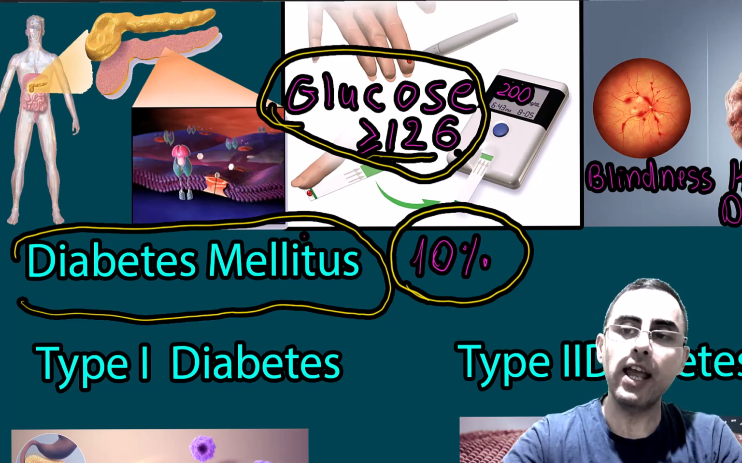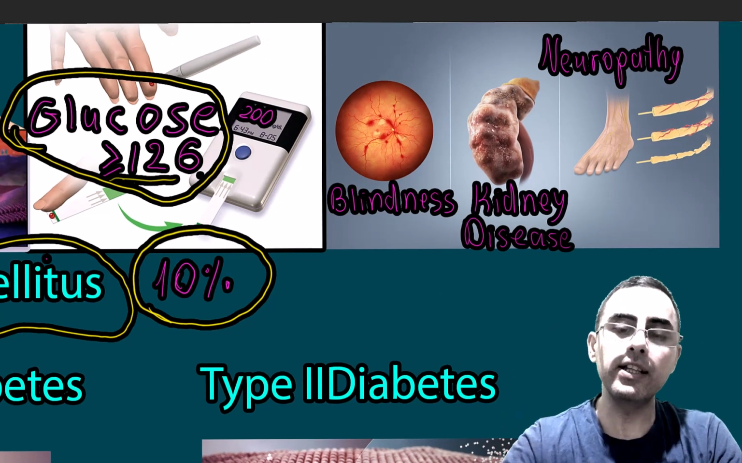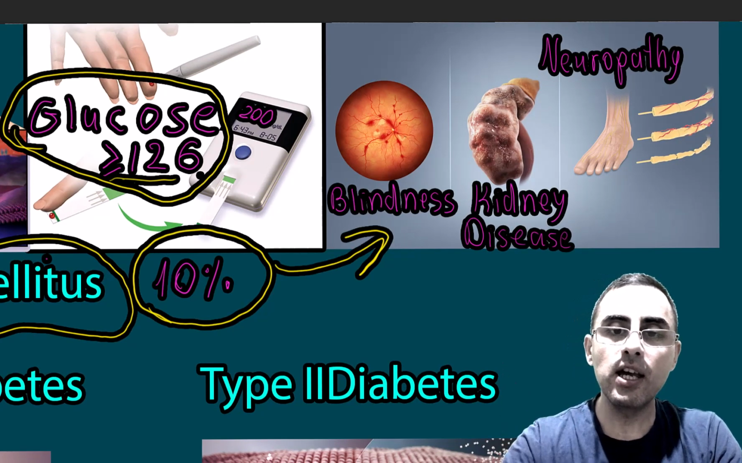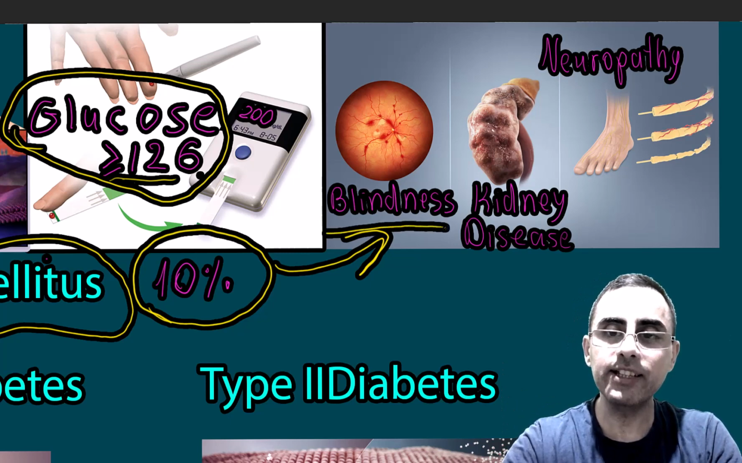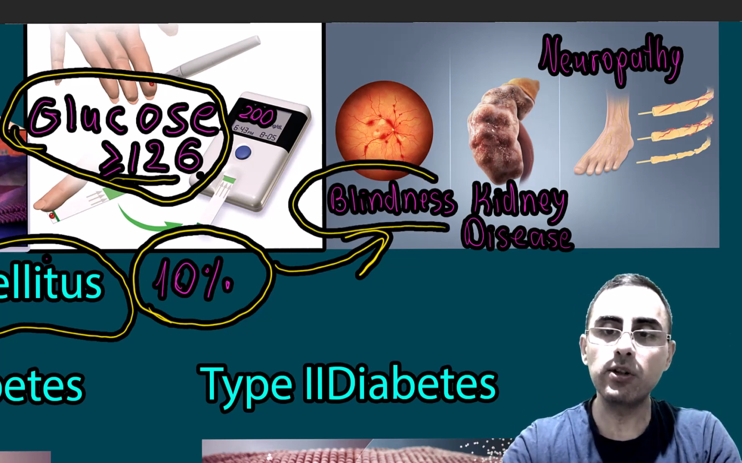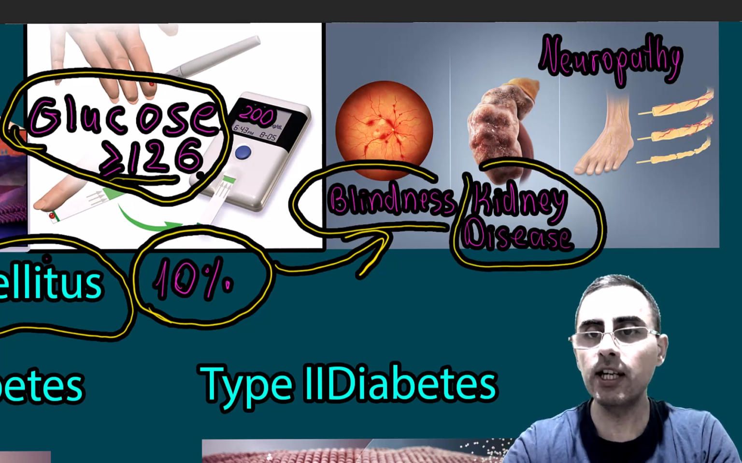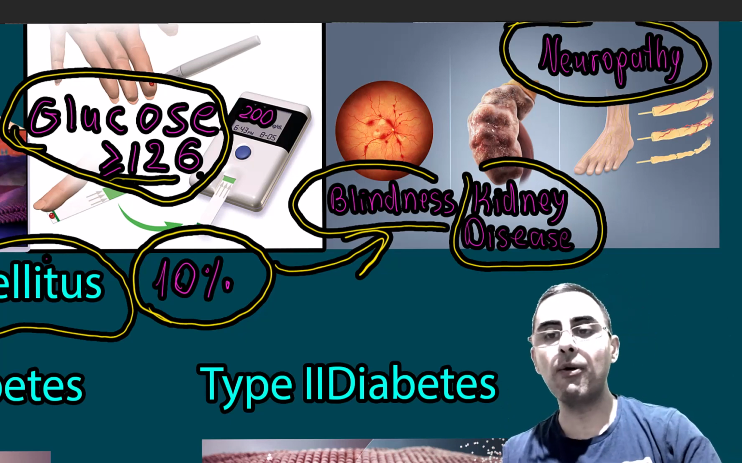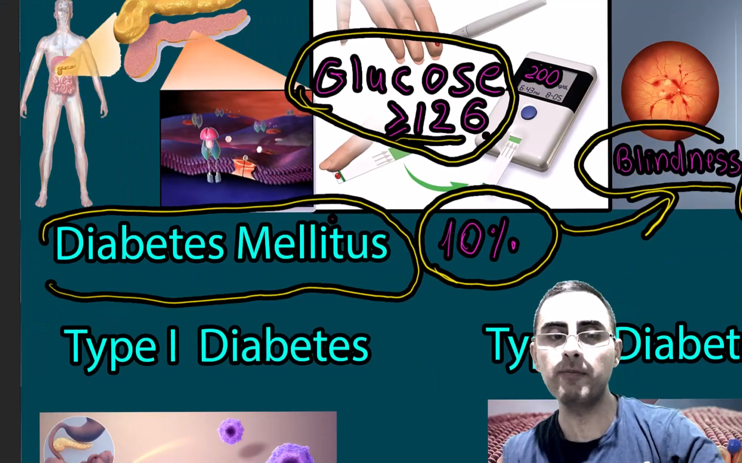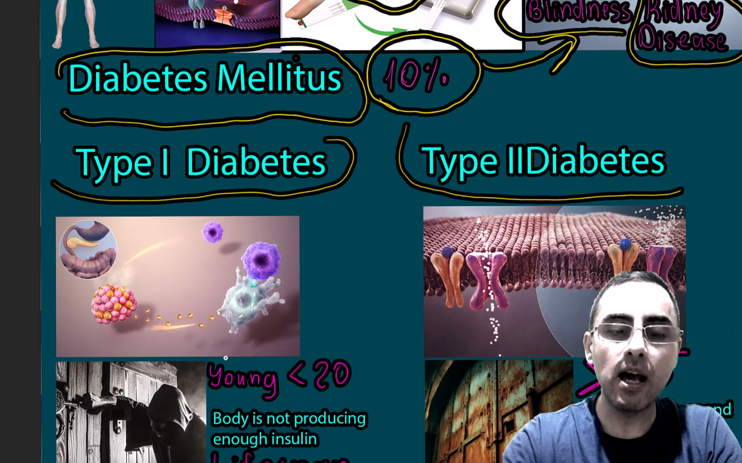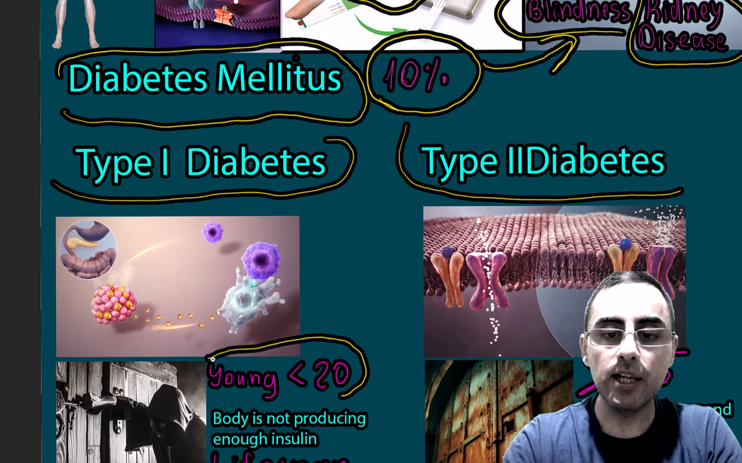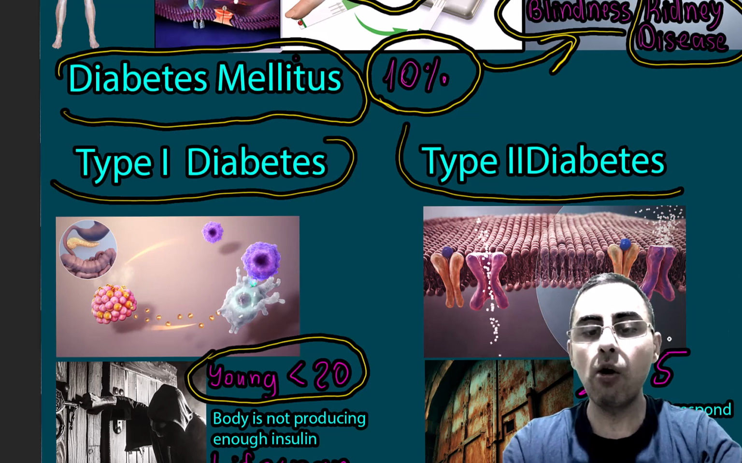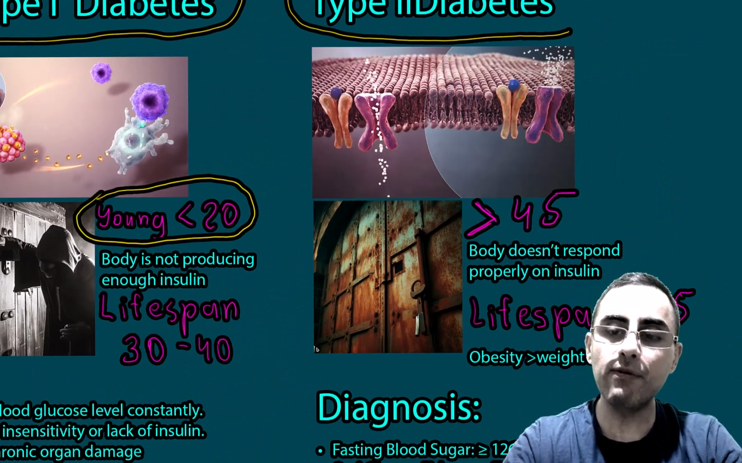It means it's extremely common disease, and if left untreated, diabetes has serious consequences, and complications include blindness, kidney problems, which is called diabetic nephropathy, and neuropathy. Also, diabetes increases risk of heart attack, stroke, and other serious diseases. Type 1 diabetes affects young population, less than 20 years. And type 2 diabetes affects usually older population, more than 45.